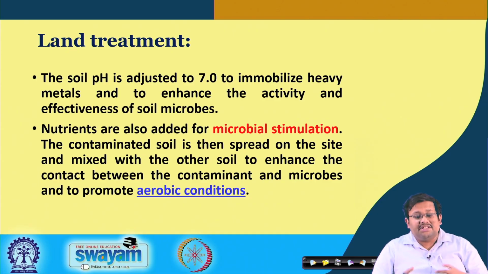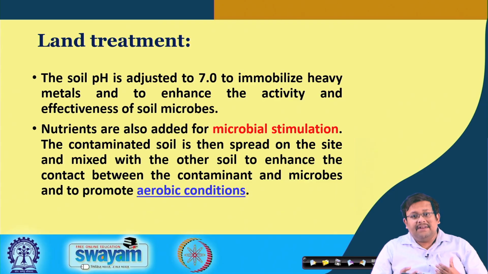Now, the soil pH in case of land treatment is adjusted to 7 to immobilize heavy metals and to enhance the activity and effectiveness of the soil microbes. You know that the soil contains millions and millions of different types of microorganisms, starting from bacteria, then protozoa, nematodes, fungi, algae, and different types of other macrofauna. The microbes, which are present in millions per gram of soil, are very active in degradation of different types of contaminants, especially organic contaminants and some inorganic contaminants also.